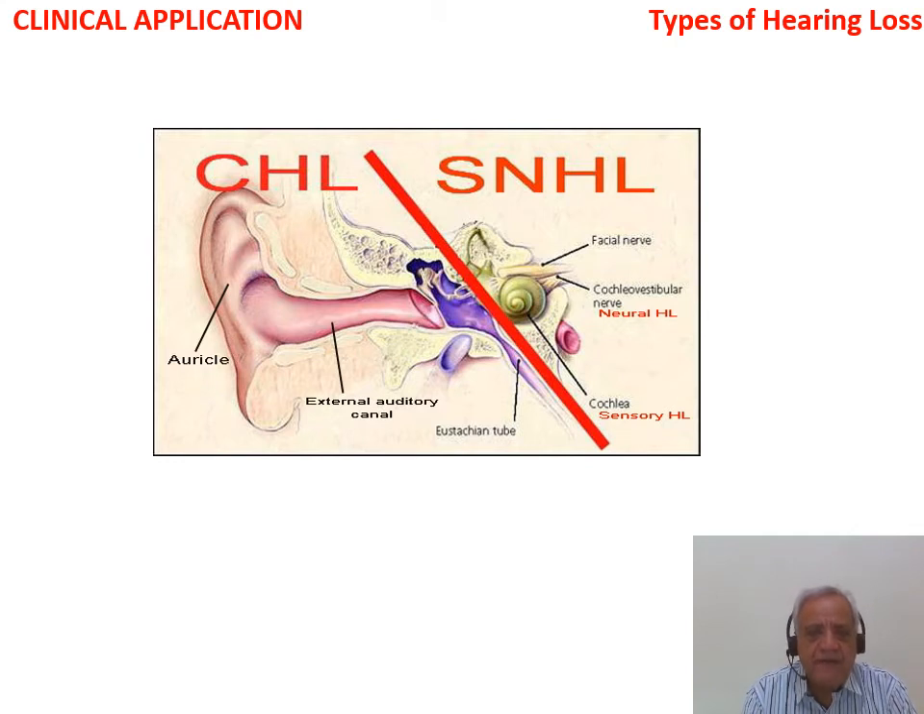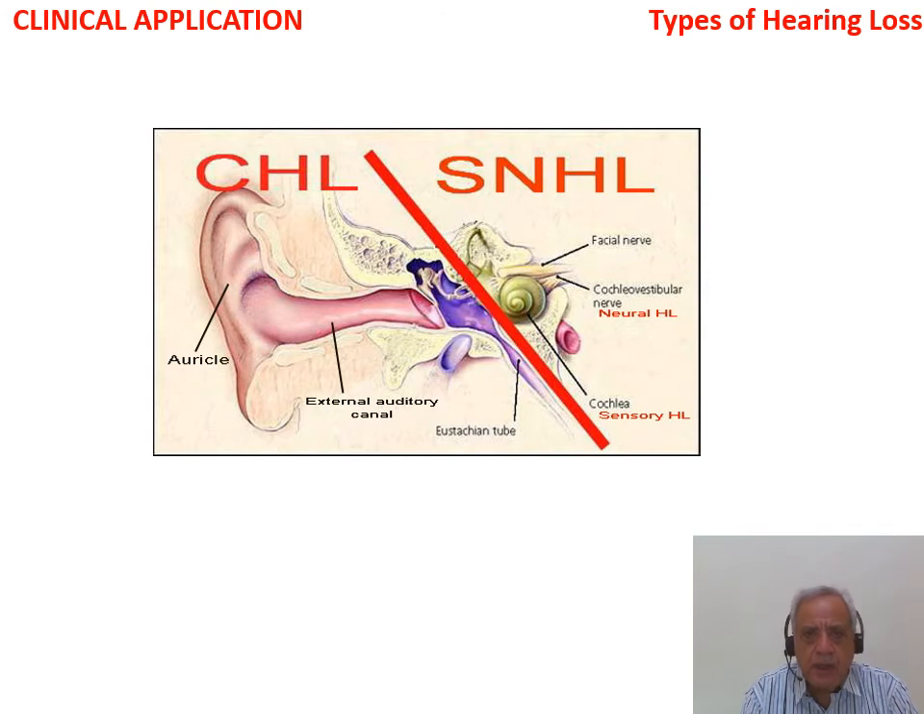The big deal is if the problem is in the cochlea, sensory, or in the nerve, neural, and this is what we are going to call sensorineural hearing loss. Sensory if the problem is in the cochlea, and neural if the problem is in the nerve. Until more than 30 years ago, there was no surgical treatment for sensorineural hearing loss. But now with the development of cochlear implantation, it does not cure the condition, but it replaces the function of the cochlea, to some extent, to a great extent.